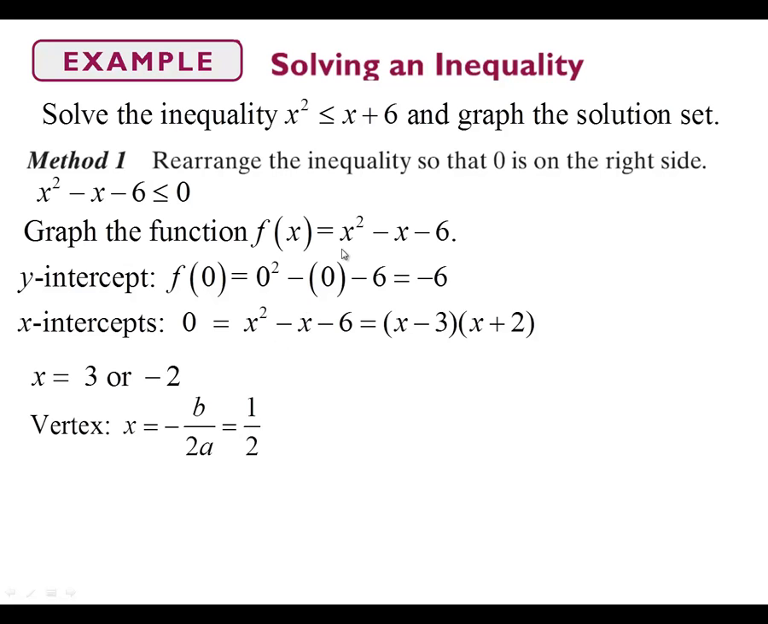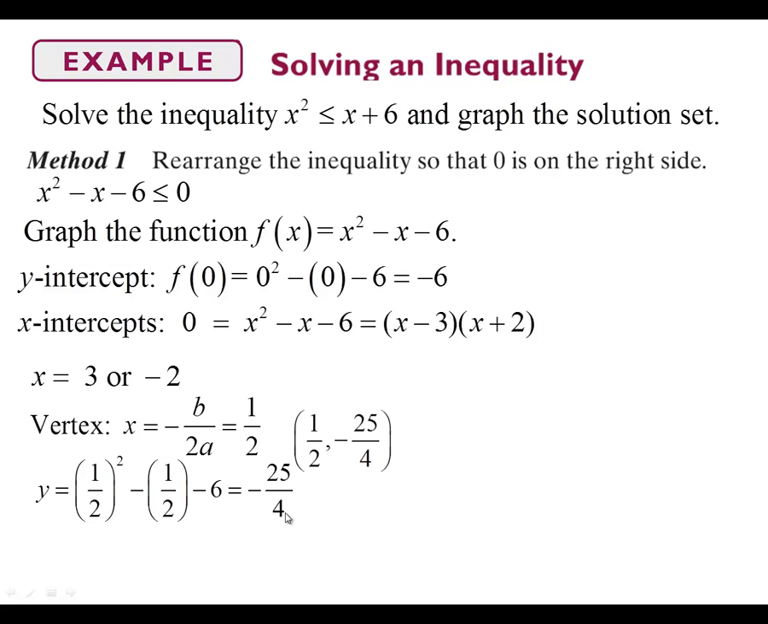So now we need to find our vertex, and we use negative b over 2a. A is 1, b is negative 1, so we put in 1 over 2 times 1, and we get 1/2. That's the x coordinate for the vertex. How do we find the y coordinate? Well, you should have said that we take the x coordinate and plug it back into our function. And we get negative 25 over 4. So our vertex is 1/2, negative 25 over 4.